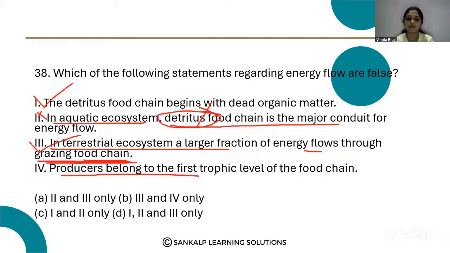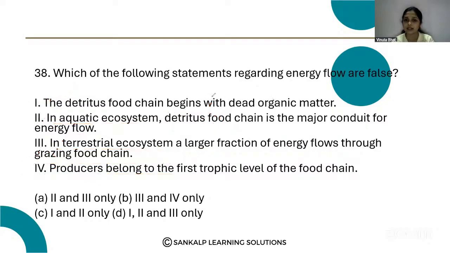Producers belong to the first trophic level of the food chain. So that is also correct. Sorry, this is the wrong one, because here the detritus food chain is the major conduit for the flow of energy in the terrestrial ecosystem. So option 3 is also wrong. The fourth one is the correct one. Here what they ask is, which of the following statements are false? This is correct. This is false. 2 is also false. The fourth one is correct. Option A, second and third only, are the false statements.